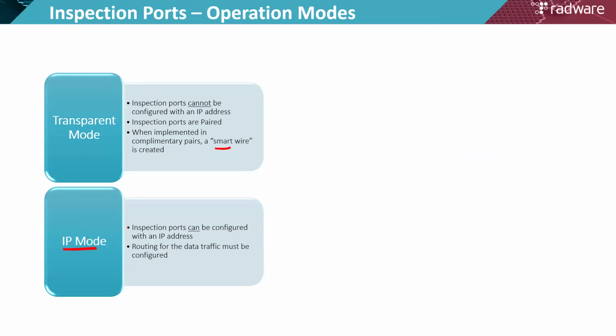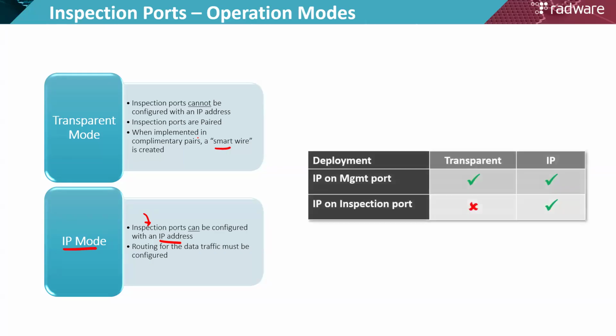Second, we have IP mode. Inspection ports can be configured with an IP address. So if you want to configure an IP address on the ports, then IP mode is the one that you need to have. IP mode is generally used for routing. For example, in asymmetric environments, you would require IP mode. But if it is a symmetric environment, that means the Defense Pro lies between the firewall and the server, in that case, just use transparent mode. That should be good enough.